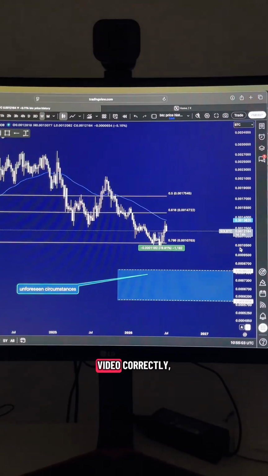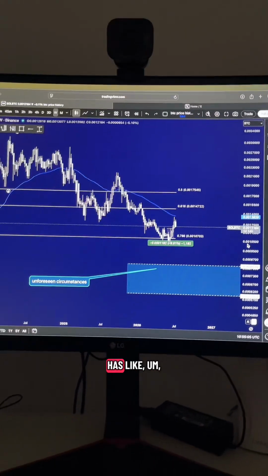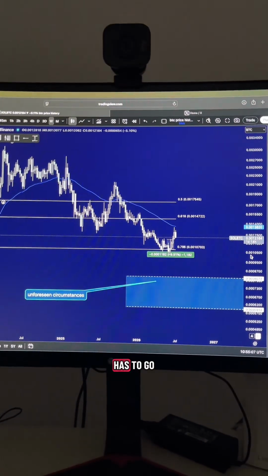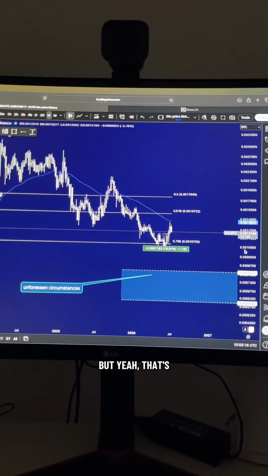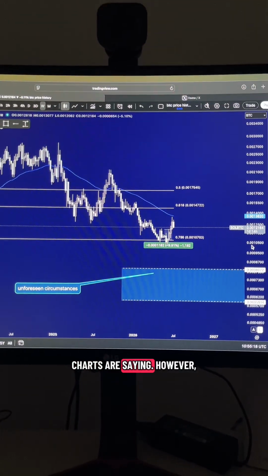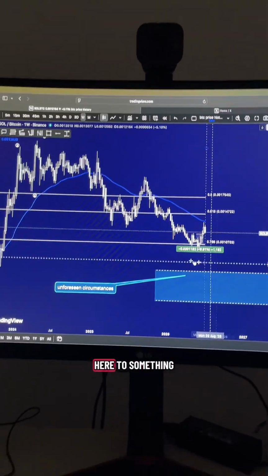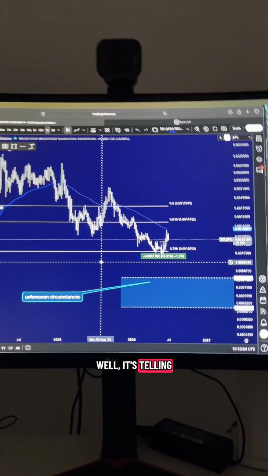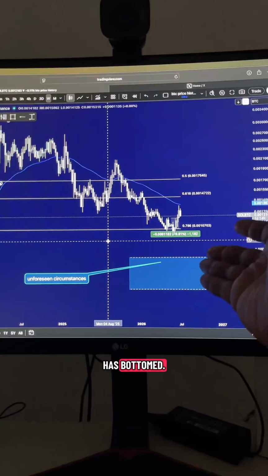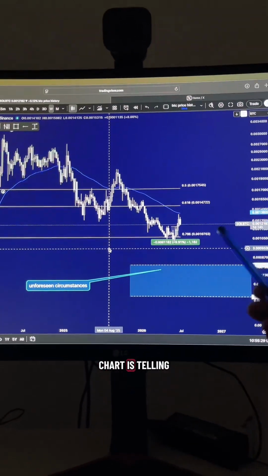So if you followed that video correctly, you will know that Bitcoin still has to go to somewhere around the lower 50s. We wouldn't want it to do that, but that's just what the charts are saying. However, when you come here to something like Solana on its Bitcoin pair, it's telling us that Sol has bottomed. That's what this chart is telling us right here.